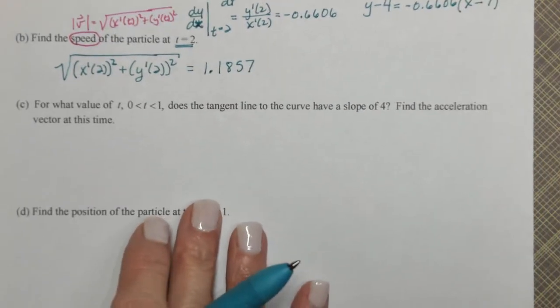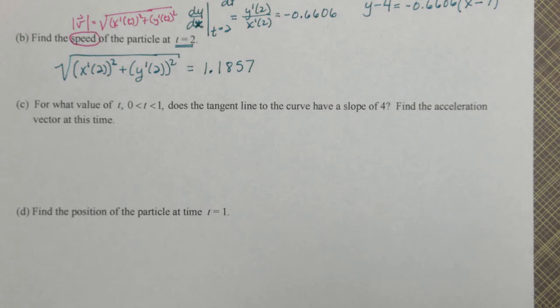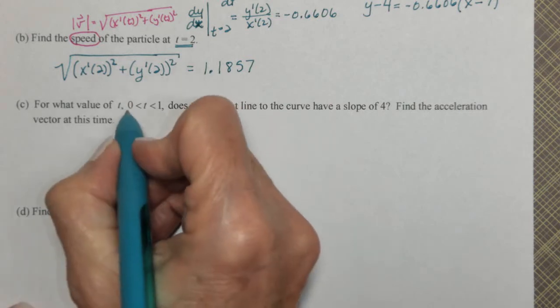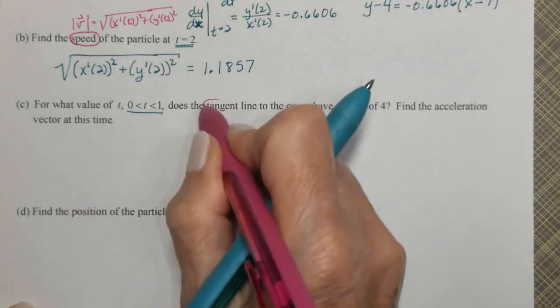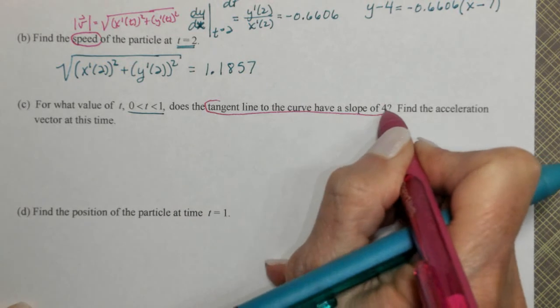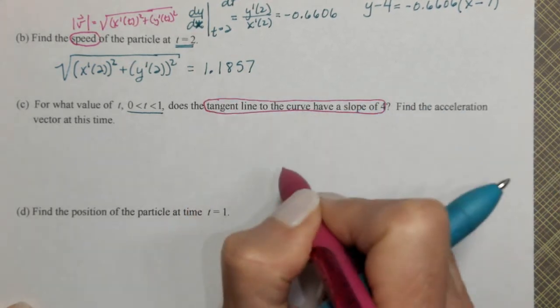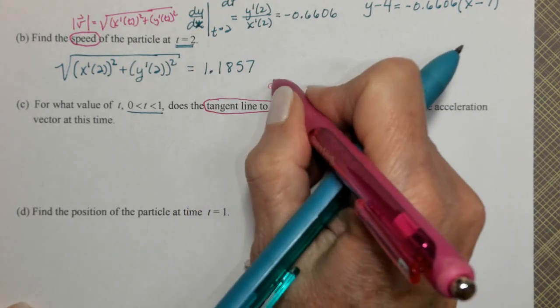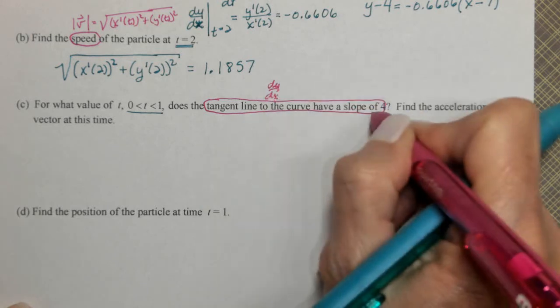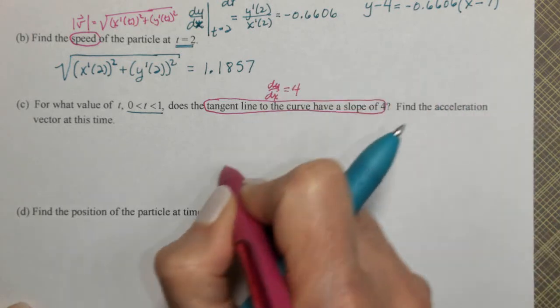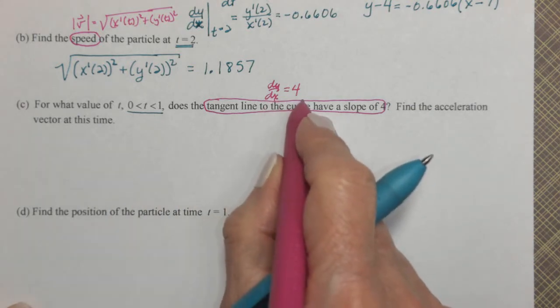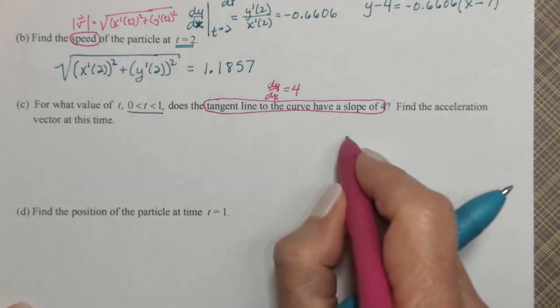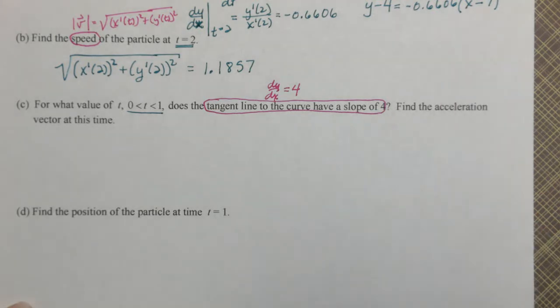All right, part C. For what value of time between 0 and 1 does the tangent line to the curve have a slope of 4? Well, the tangent line to the curve is dy/dx. We want dy/dx to be 4. So at what time is dy/dx 4? And then we're going to find the acceleration vector at that time.